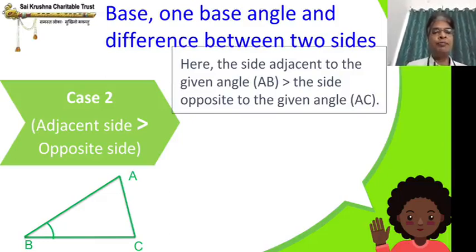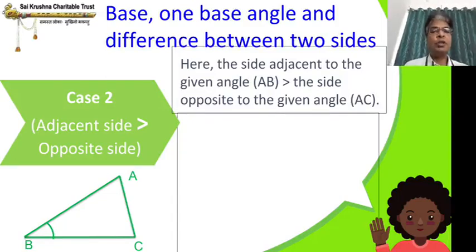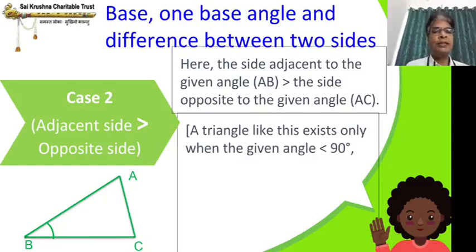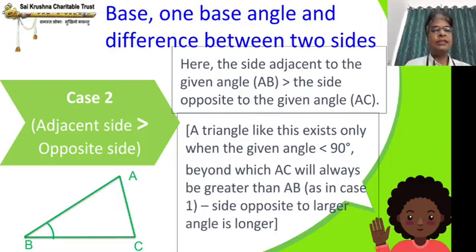Given angle is B. So here there is again one more limitation. There we saw a limitation. Here a triangle like this exists only when the given angle is less than 90 degrees. That is, angle B should be less than 90 degrees. What will happen if it is more than 90 degrees or equal to 90 degrees? Beyond which AC will always be greater than AB. That is, it will become case 1.